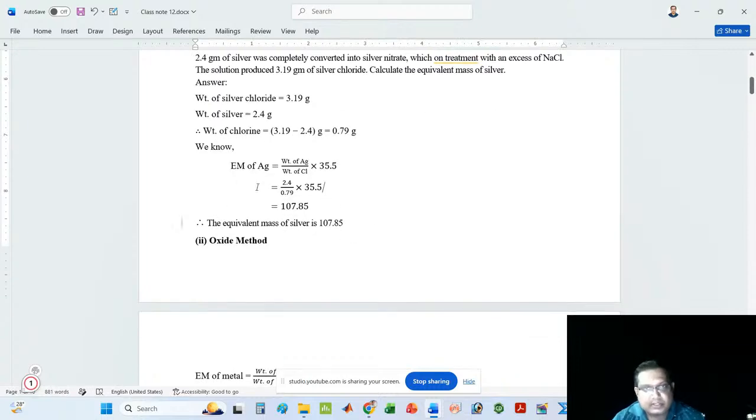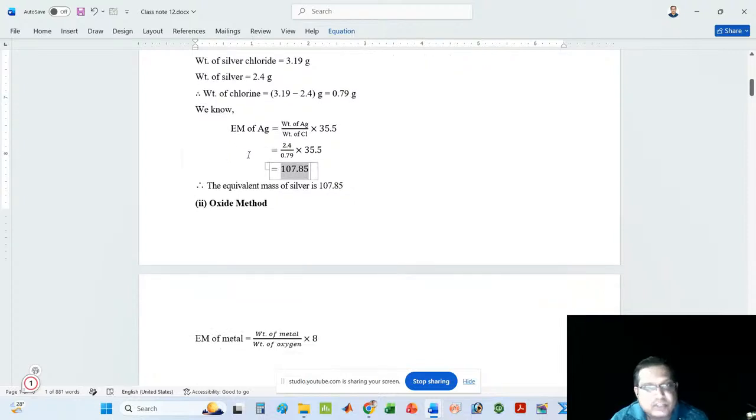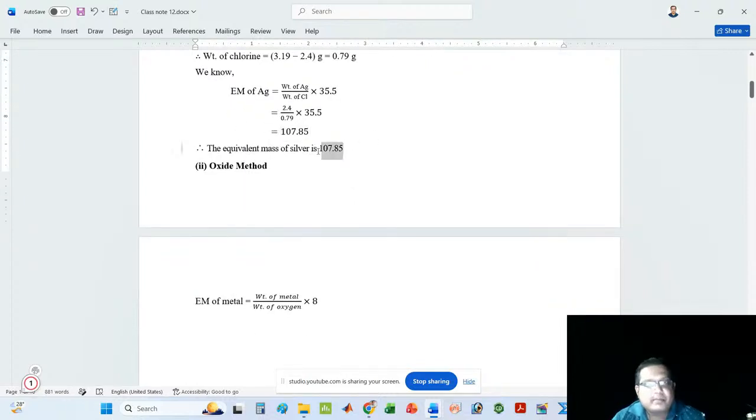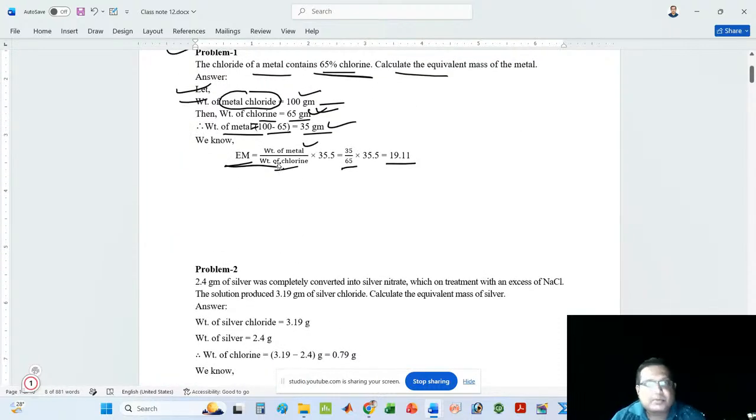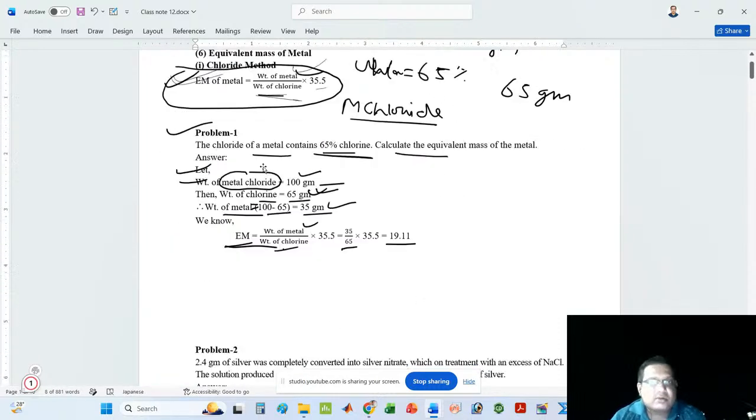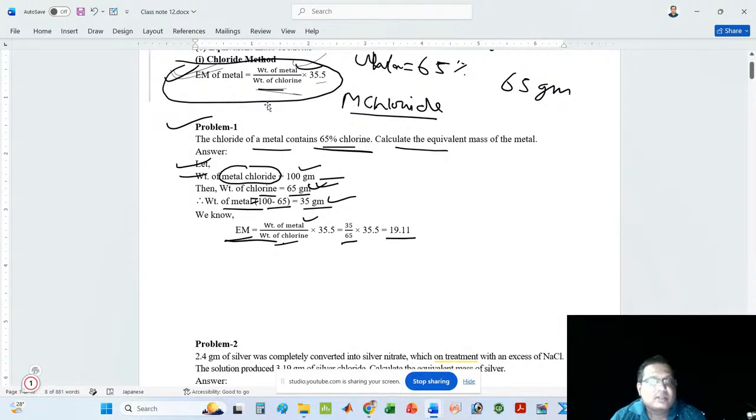After calculation, I will find 107.85. So here I can say that equivalent mass of silver is 107.85. You can also solve different types of problems by using the chloride method. That means equivalent mass of metal is equal to weight of metal divided by weight of chlorine into 35.5.